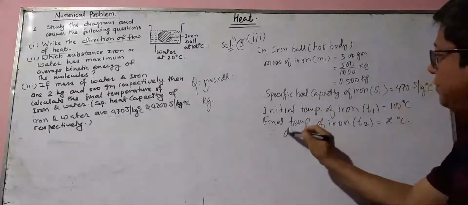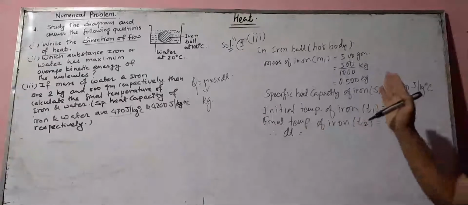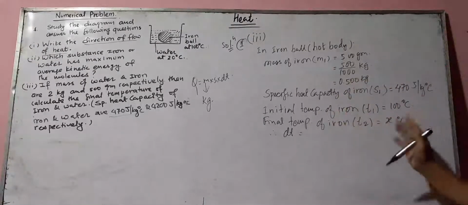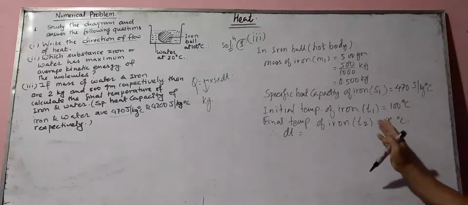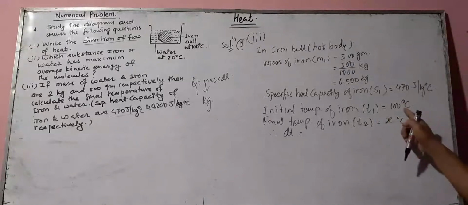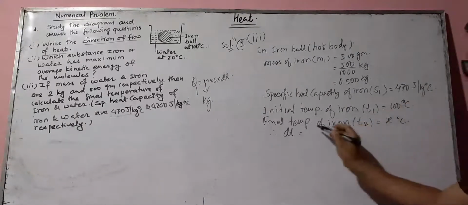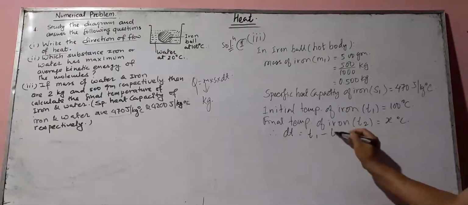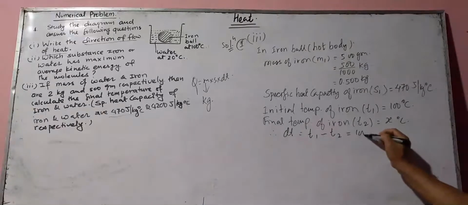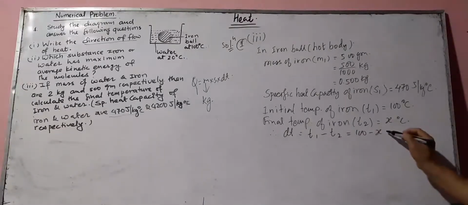So therefore the difference in temperature is, because the hot body lost heat energy, the final temperature is less than 100 degrees Celsius. That is why we write T1 minus T2, and this equals 100 minus X.